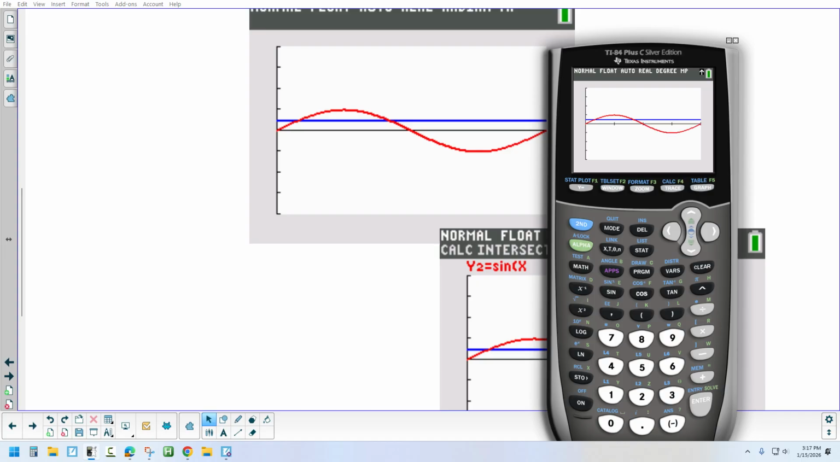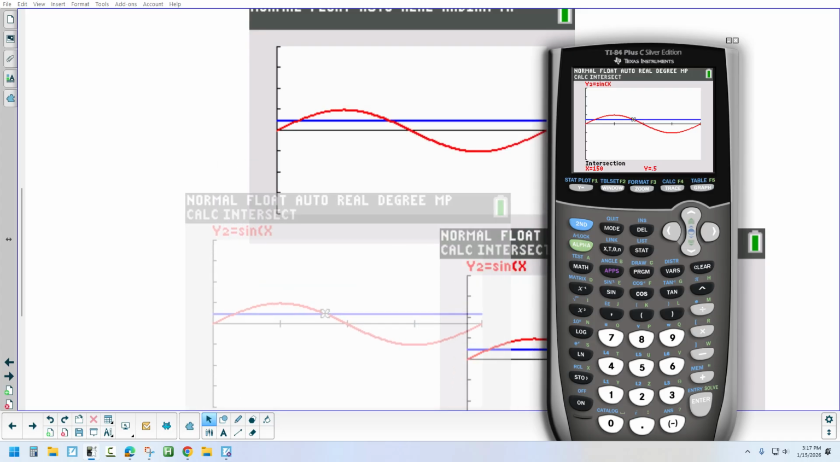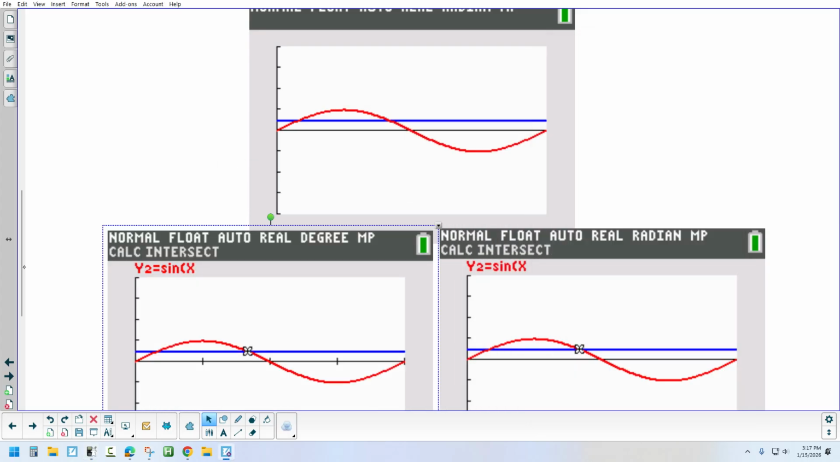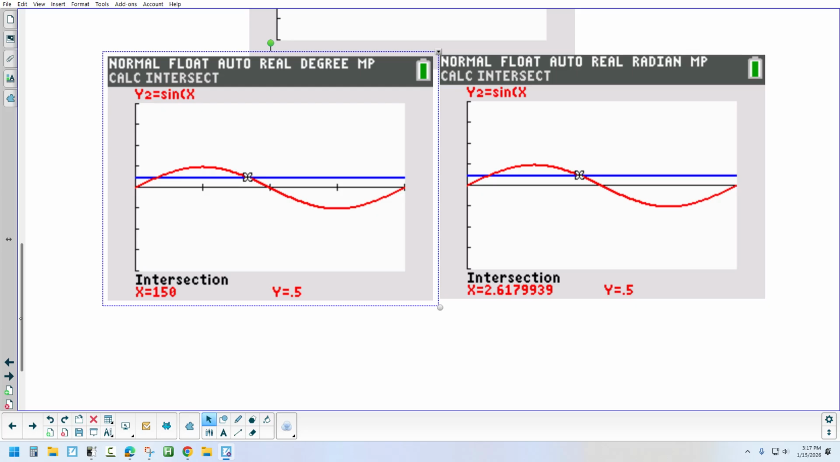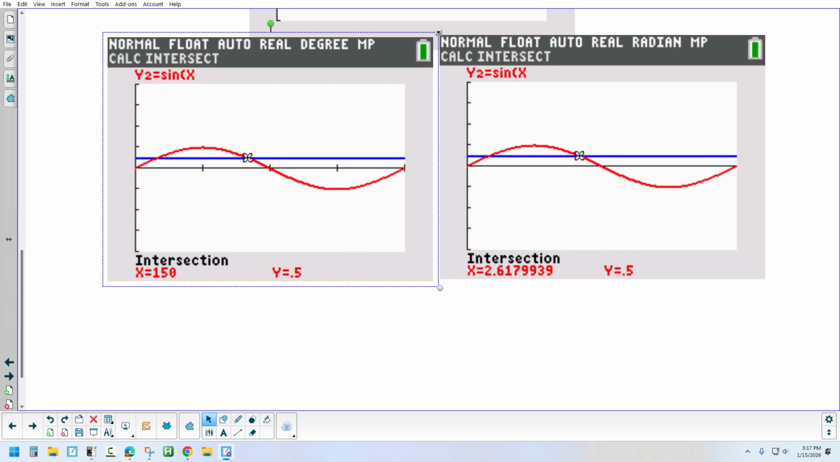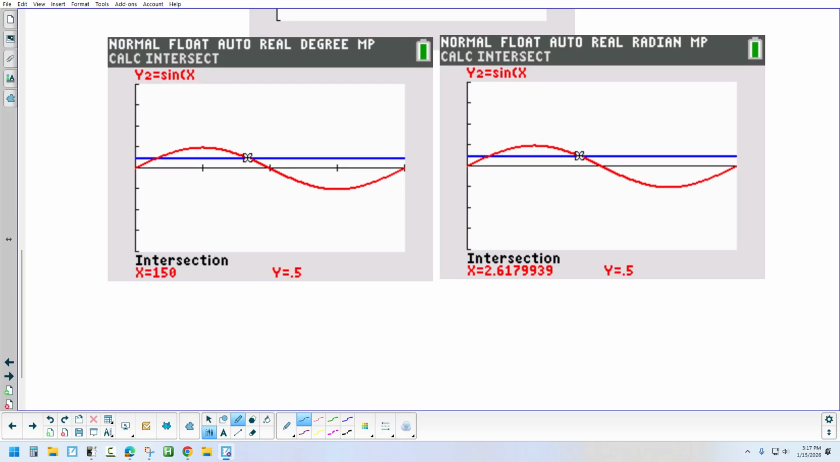But when we find the intersect this time, instead of getting that decimal that I got before, I get a nice number. It's 150 degrees. But I still want the answer in radians. This is what I have right now. What can I do to get that into radians? Yeah. Multiply by pi over 180.